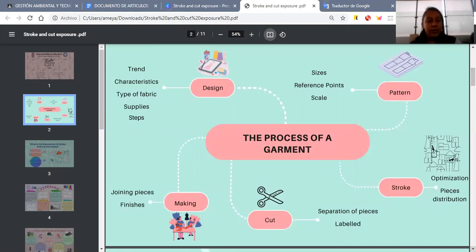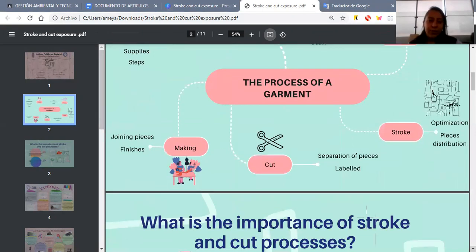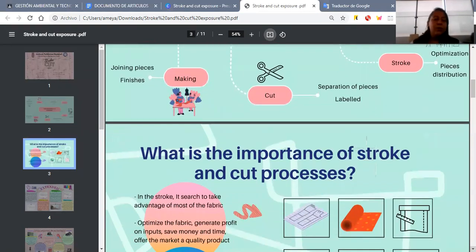And then in the stroke step, the worker puts the pieces on the fabric so that in the next step, the pieces are cut. The last step is to make. Here the pieces are joined by different machines until having a final product. What is the importance of stroke and cut? Well, in the stroke, we seek to avoid fabric waste to save time, money, material, and obtain profits. For this process, it is essential that the worker knows the characteristics of the fabric or that he has a technical sheet that will indicate how we should make the stroke.